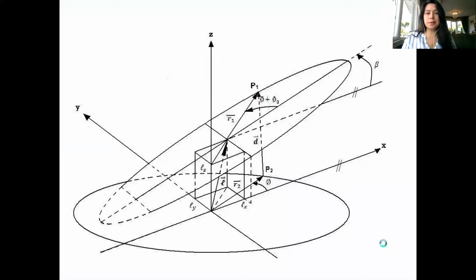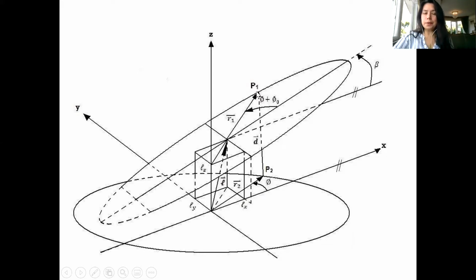Please consider this topology of two circles in space. The circle in the horizontal plane we call circle 2, and the inclined circle to be circle 1. We have an inclination angle of beta between these two circles' planes, and their centers are displaced by an L vector from circle 1 to circle 2.